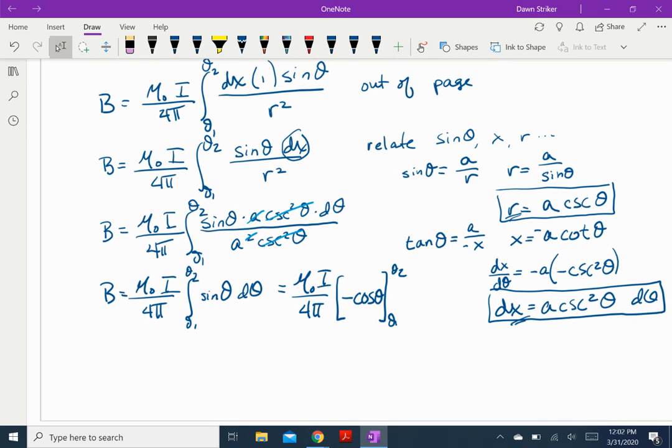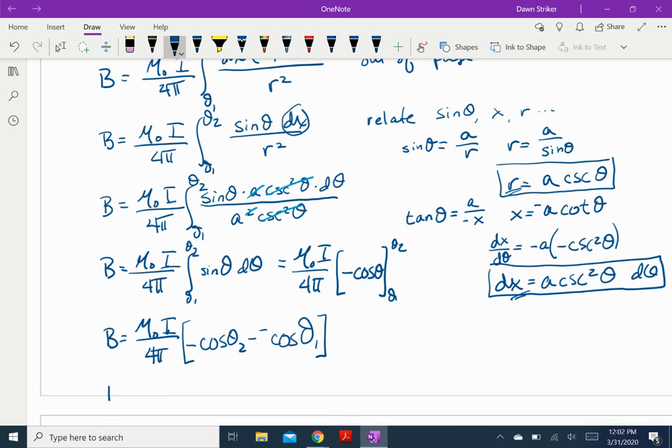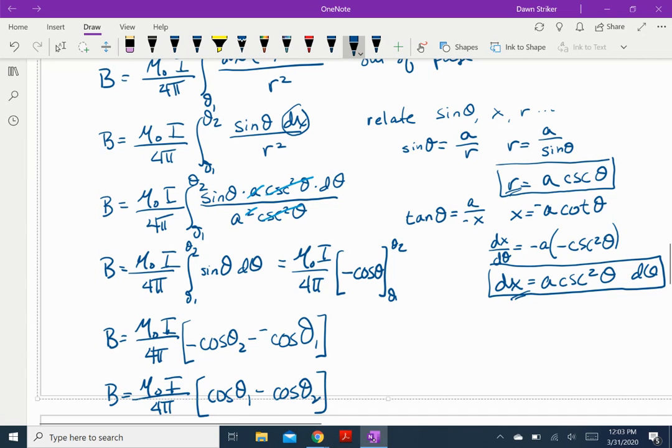All right. Now I have to do something that's a little bit tricky here, but I think you're going to like it because it's kind of cool too. So mu sub 0 I divided by 4 pi. This is going to be negative cosine theta 2 minus negative cosine theta 1, which is finally B is equal to mu sub 0 I divided by 4 pi times cosine theta 1 minus cosine theta 2. Now here's where the tricky thing comes in.